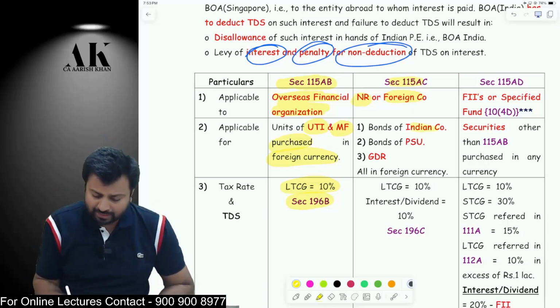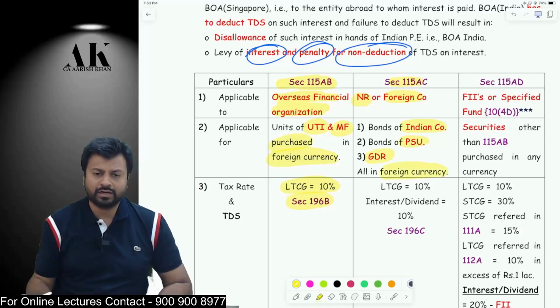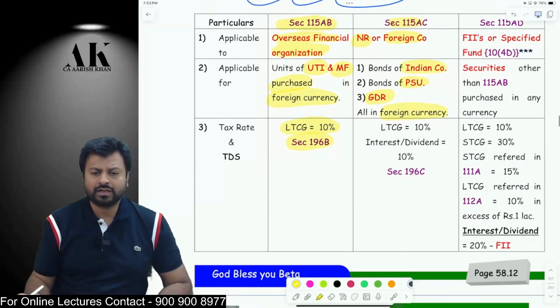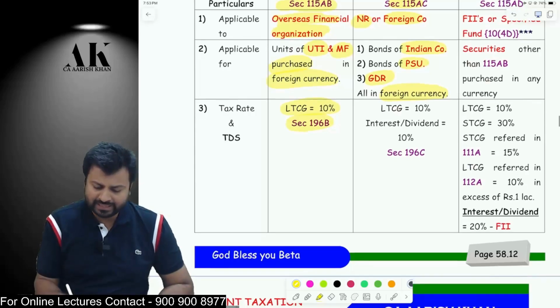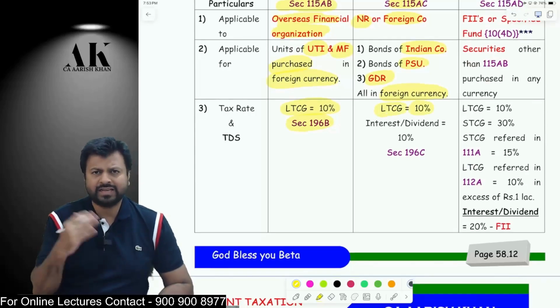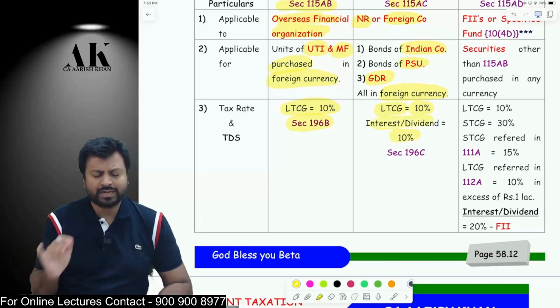They are buying the bonds of an Indian company, or the bonds of a public sector company, or they are buying global depository receipts. All of them they are buying in foreign currency. Okay. So if the non-resident or foreign company buys these things in foreign currency, you will be covered under this section 115AC. LTCG will be taxable at 10%. STCG will be taxable normally, the way it is taxed to others. Interest and dividend will also be taxable at 10%.